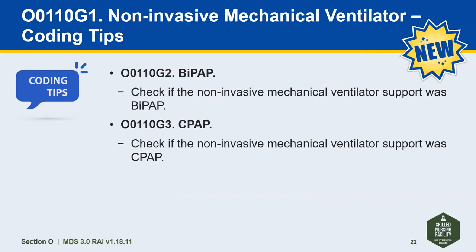Here are the coding tips for the new sub-elements under O0110 G1 non-invasive mechanical ventilator. These are BiPAP and CPAP. You would check BiPAP if the non-invasive mechanical ventilator support was BiPAP, and CPAP if the non-invasive mechanical ventilator support was CPAP.